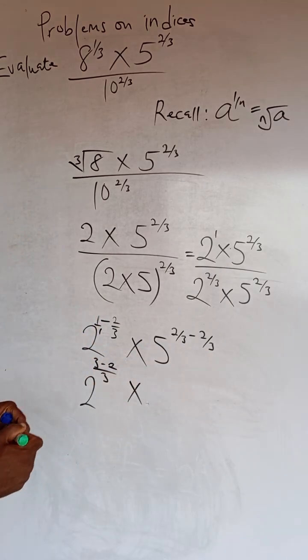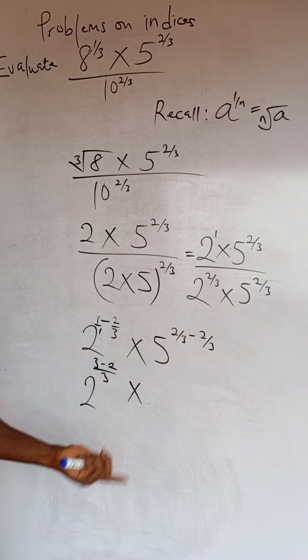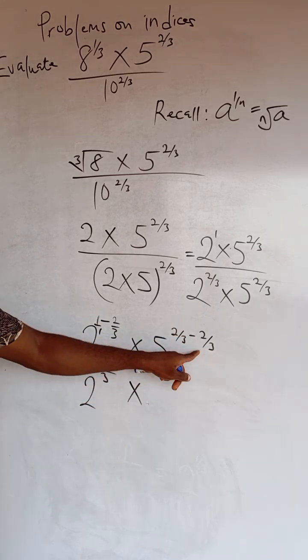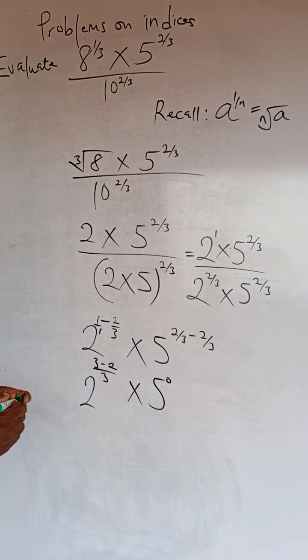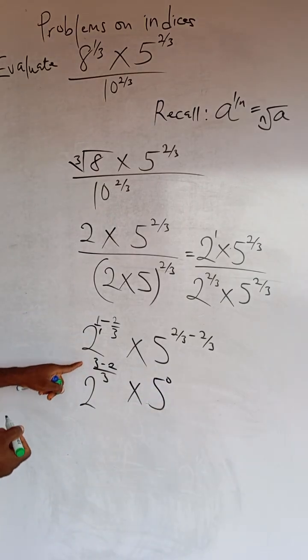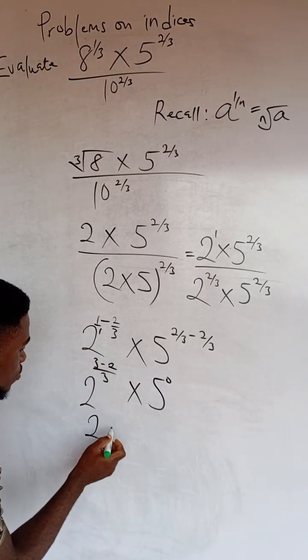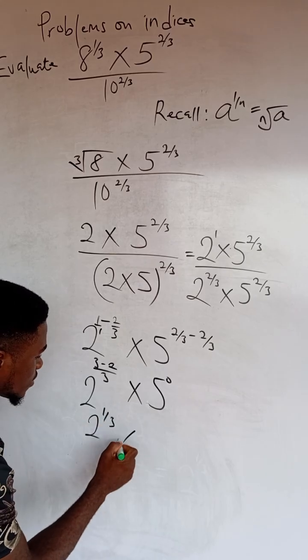times, now you come here. Now this and this are the same, so 2 over 3 minus 2 over 3 is equal to 0, so I'm having 5 to the power of 0. And here I'm going to have 3 minus 2 is 1, so I'm having 2 to the power of 1 over 3 times.